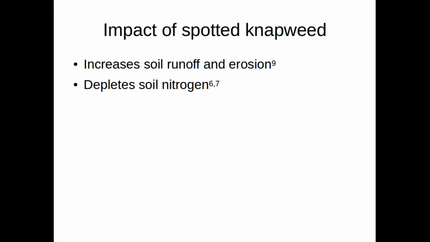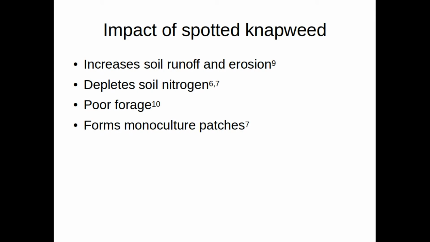As previously stated, spotted knapweed has been shown to reduce the amount of available nitrogen in the soil. Spotted knapweed is also not as palatable to livestock as grass. It also forms monoculture patches that exclude any other plants. These four things all equate to degraded soil health and quality as well as a degraded ecosystem.